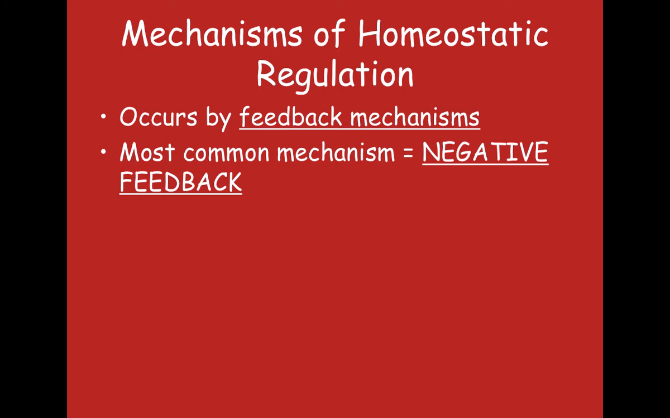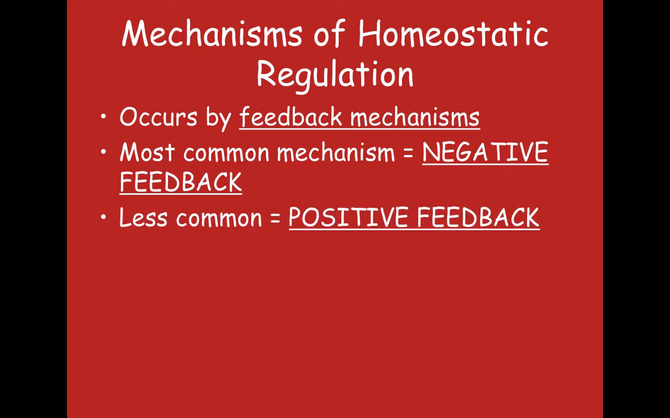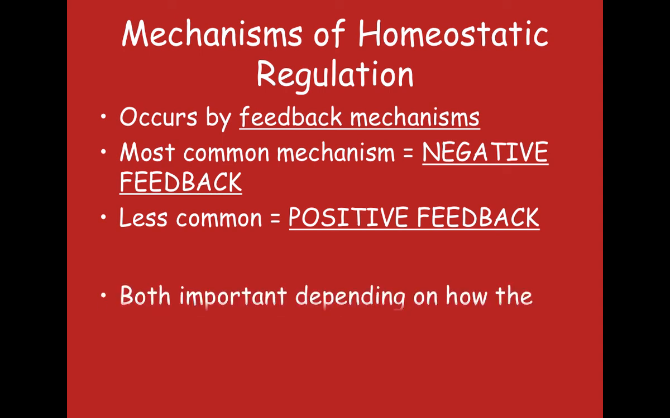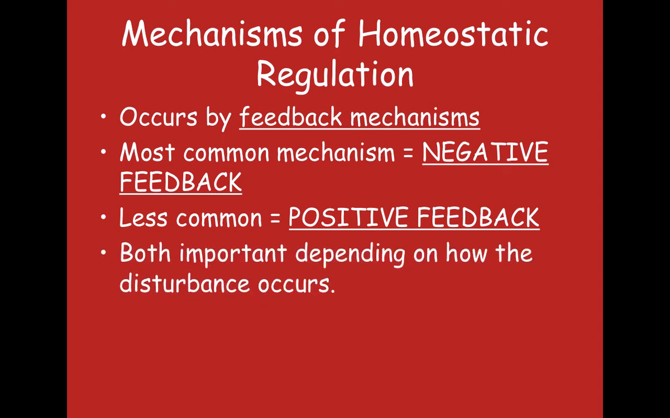Negative feedback is basically where the body or the organism produces a response that is aimed at reversing what has just happened. The less common one is something called positive feedback, and positive feedback actually happens when you generate a response that increases in intensity, so it increases positively until the disturbance is corrected. Both of these, though, are very important. It just depends on how the disturbance occurs.